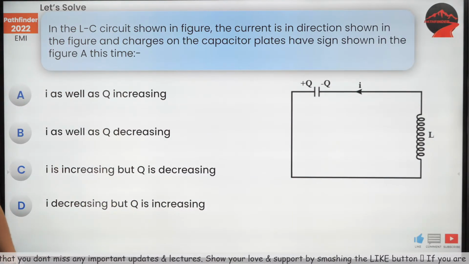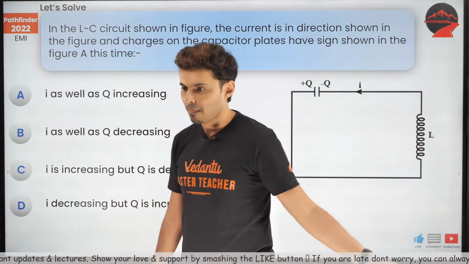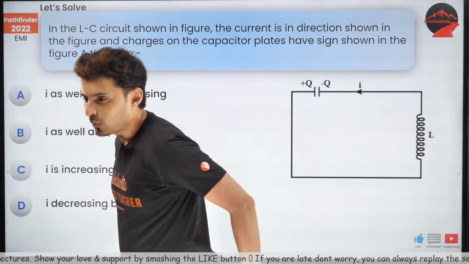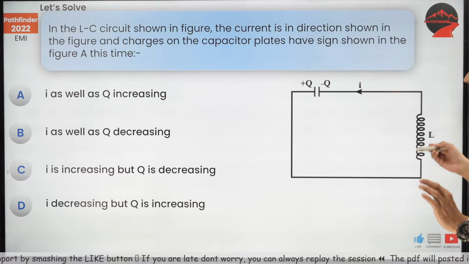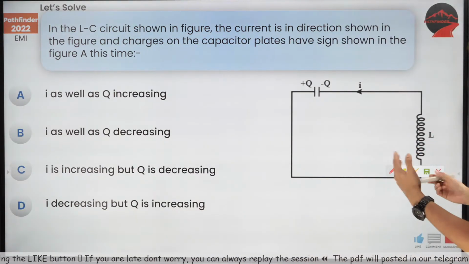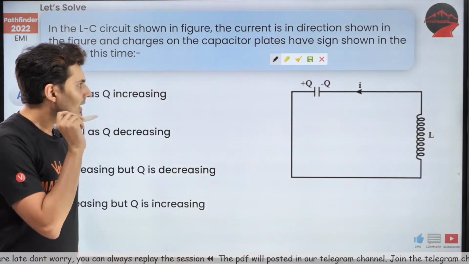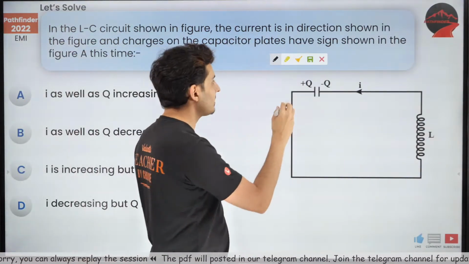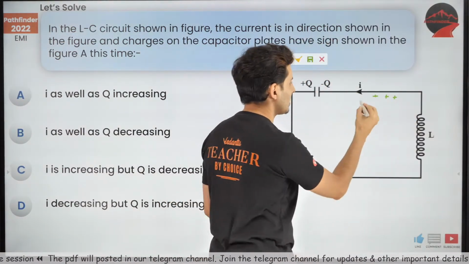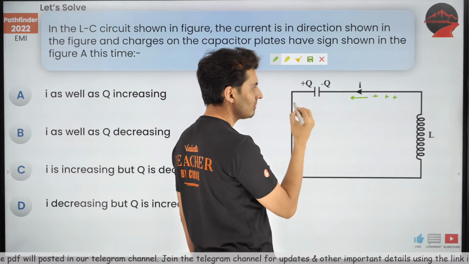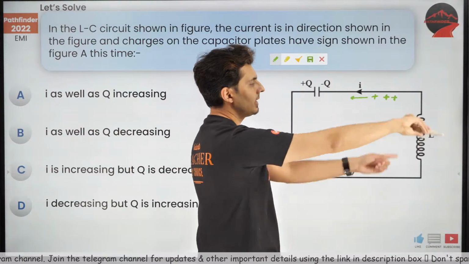Figure this question out. Conceptual level question. Come on, my warriors, figure this out. The LC circuit shown in the figure, the current is in the direction as shown. So, is the charge increasing or decreasing? Is the current increasing or decreasing? Observe this carefully. Look at the current's direction. Current is the flow of positive charges. So, basically, equivalent positive charges. So, positive charges are going here. Makes sense? So, the positive charges are moving this way, taking the current like this.